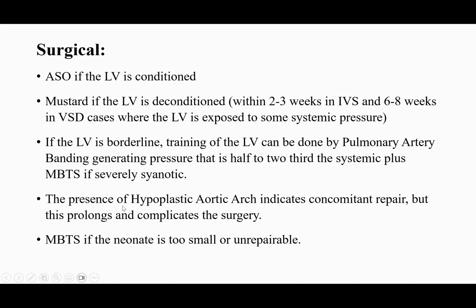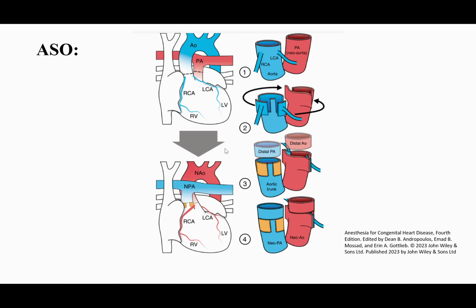The presence of hypoplastic aortic arch indicates concomitant repair, but this prolongs and complicates the surgery. Patient would need hypothermic circulatory arrest to repair the arch. If the neonate is too small or unrepairable, we go through the single ventricle algorithm, that is an MBT shunt.